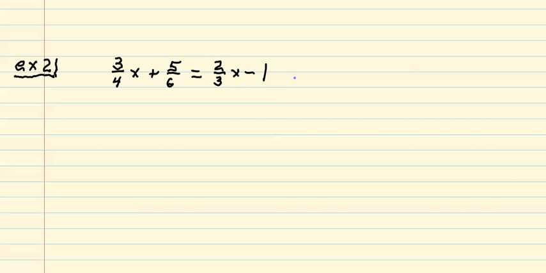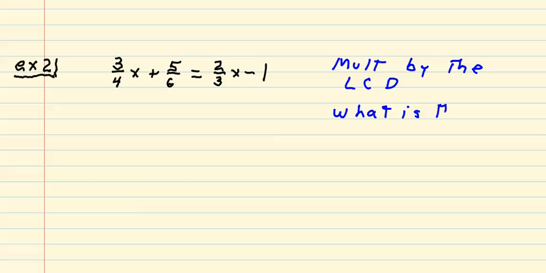To do that, we multiply both sides, multiply everything, by the least common denominator. We're going to multiply every single term by the least common denominator. And that will eliminate every fraction. So the first question is, what is the least common denominator for this problem? And hopefully you see that it's 12. 12 is the least common denominator.